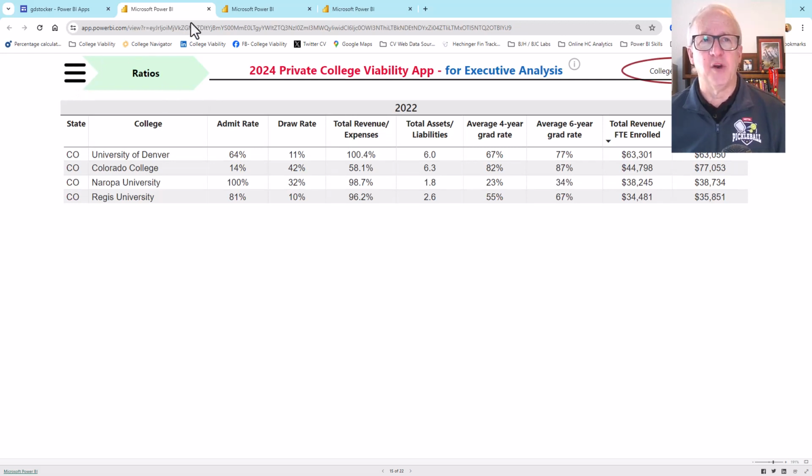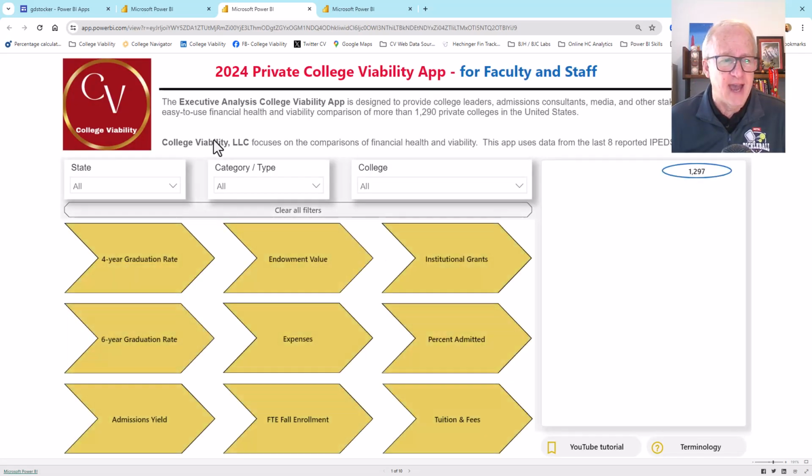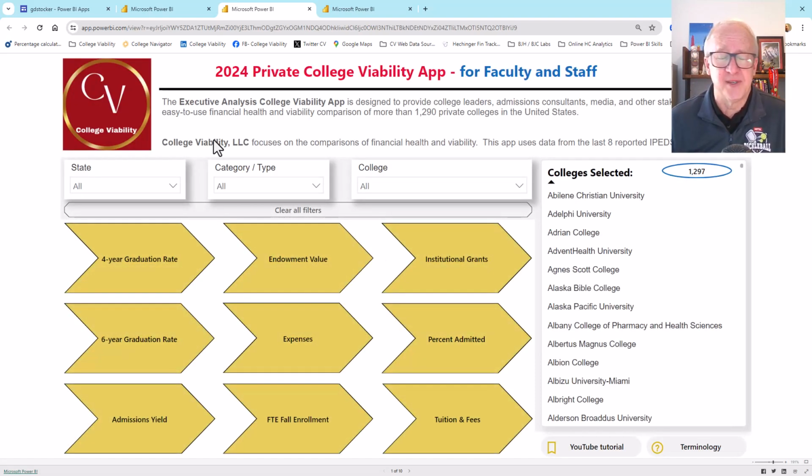So let's go ahead. I'm going to go back to, that's the executive analysis version, and I'm going to jump over to the faculty and staff version. And this is dedicated for faculty and staff, because what's happening in this day and age, and it's in the news media, the higher ed news media all the time, is that faculty and staff know that their college is in trouble. It doesn't matter whether it's public or private colleges, and they don't have resources to see how they compare.